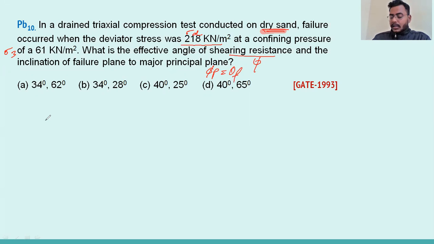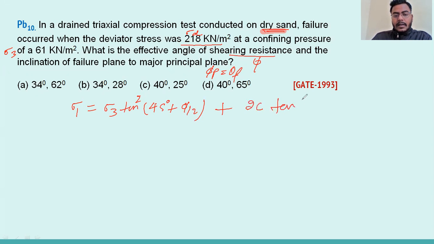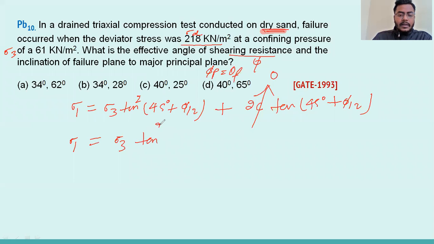So first write the general expression that we have. σ1 is equal to σ3 tan²(45° + φ/2) plus 2c tan(45° + φ/2). In this case, dry sand, c is equal to 0. So put c equal to 0, we get this expression: σ1 is equal to σ3 tan²(45° + φ/2).